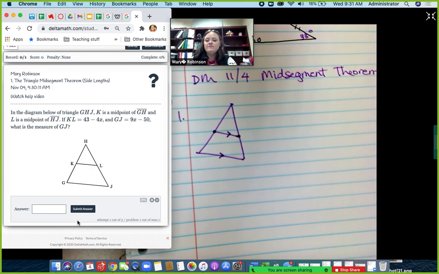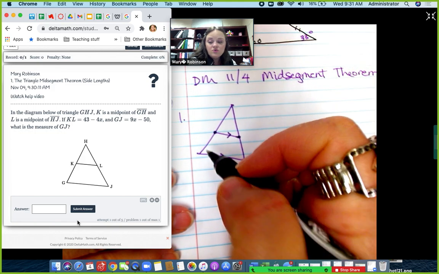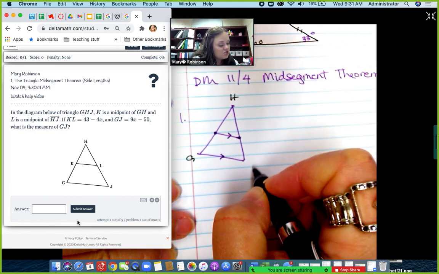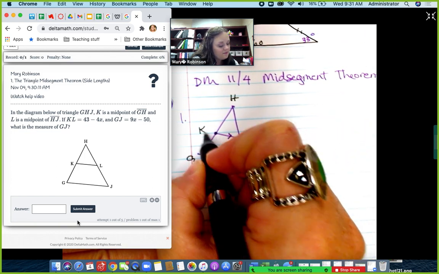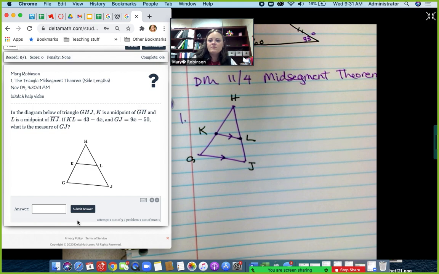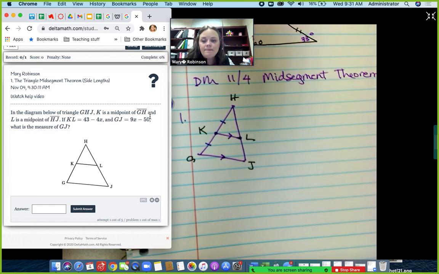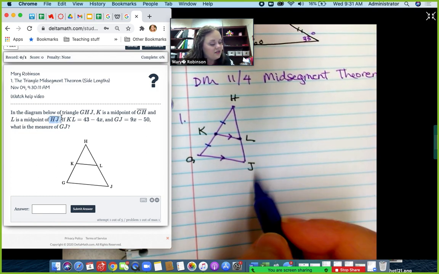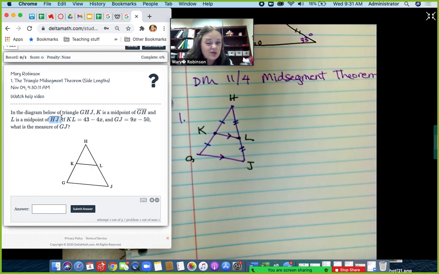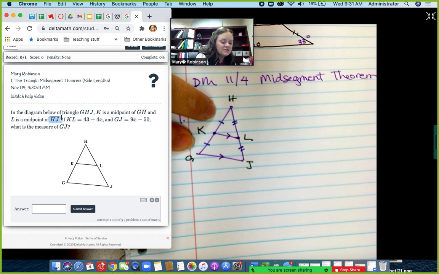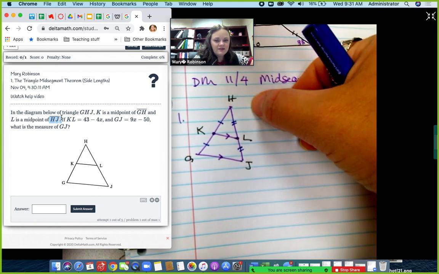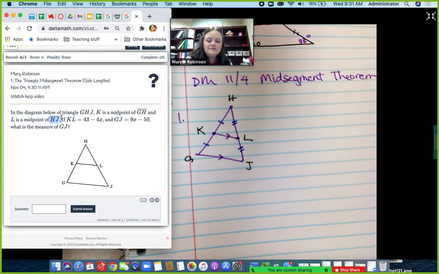So let's fill in what we know. It says in the diagram of triangle GHJ, so I'm going to go ahead and label my letters as well. What do we know to be true? They tell us K is a midpoint of GH, so that means this is congruent to this, and L is a midpoint of HJ. So L is the midpoint of HJ, which means these are bisected. These would be congruent. In other words, if this side was 5, this side would be 5. If this side was 8, this side would be 8.